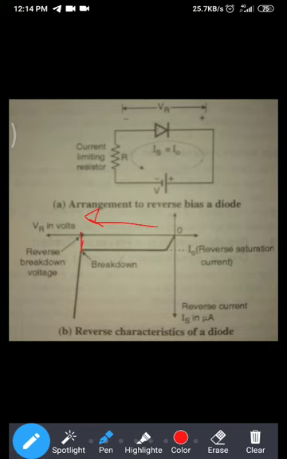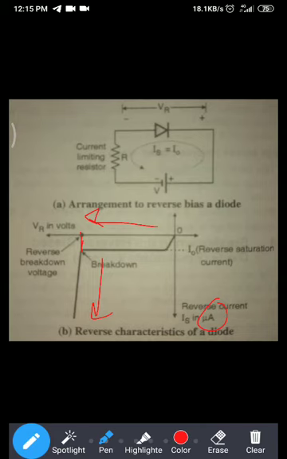Means, see, there is a very minute voltage change, still the current change is very large. Current is increasing exponentially. Getting? After that, breakdown voltage. And see here, the circle part. Current is in microampere. In case of forward biasing, the current is in milliampere. This is the main difference between forward biasing and reverse biasing.